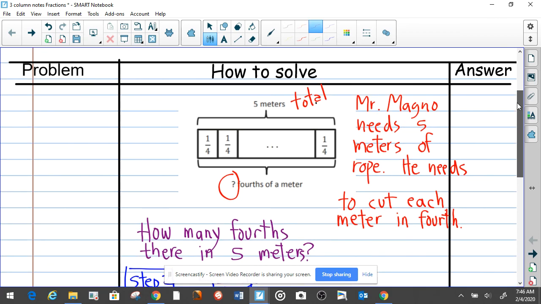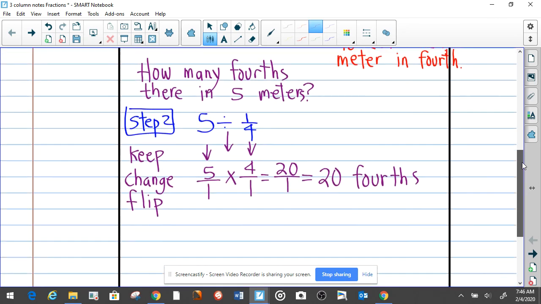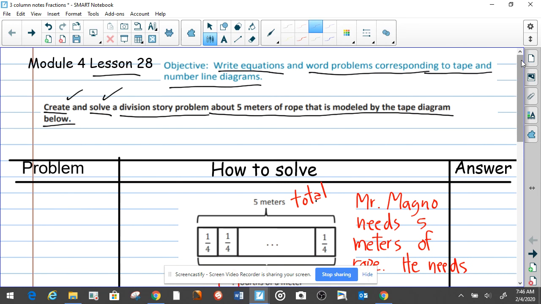Okay, this is the process to solve these kinds of problems for module for lesson 28. Review it again, pause it when you need to. Your brain sometimes needs processing time, so give it to it.